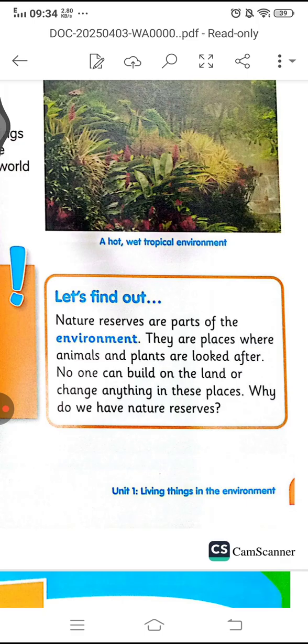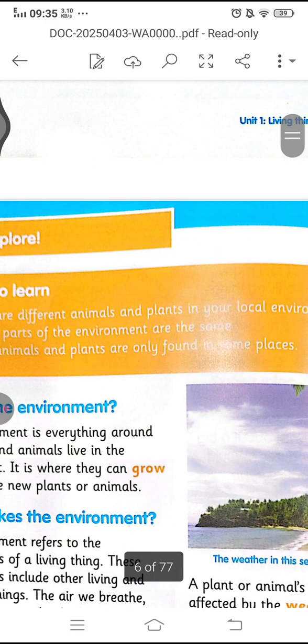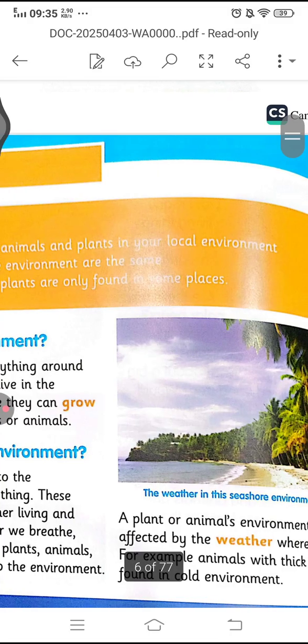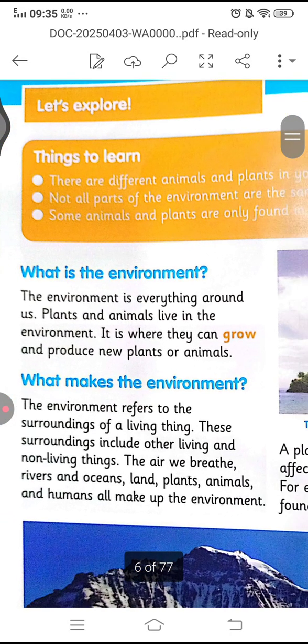Why do we have nature reserves? So that we can provide a suitable atmosphere for the living things, for their survival. Next page is let's explore. What are we going to explore? There are different animals and plants in your local area. We have to find out what type of plants and animals are found in our local area.